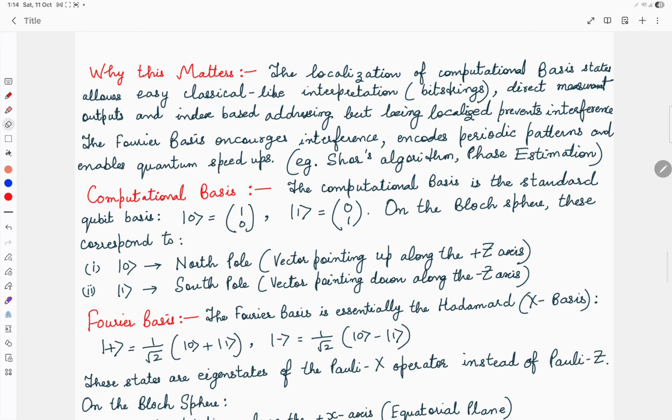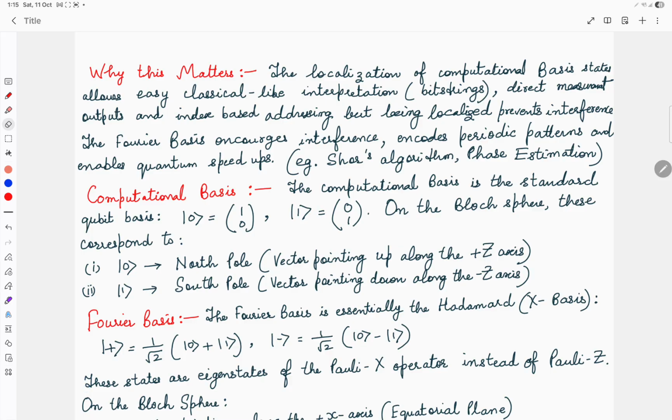The Fourier basis encourages interference and encodes periodic patterns. So the Fourier basis will encode the periodic patterns and enable quantum speedups. Of course, because this is a superposition state, it will enable quantum speedups, and it will encode periodic patterns. Therefore the quantum Fourier transform algorithm, or the Fourier basis states, will be used to determine the period in period finding algorithms. So this type of basis is used.